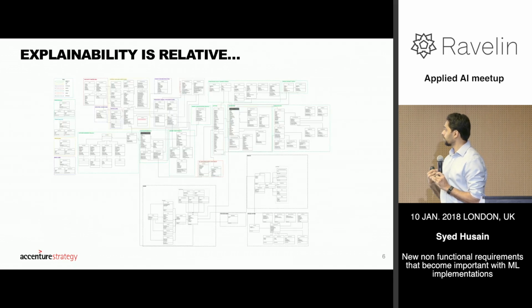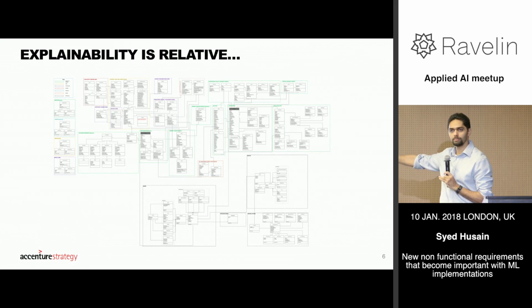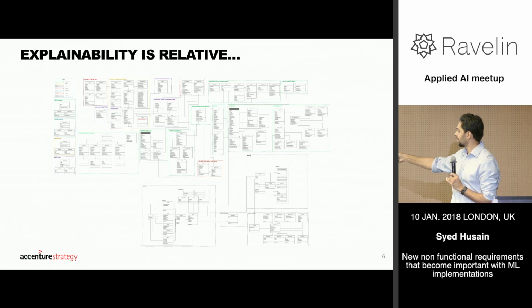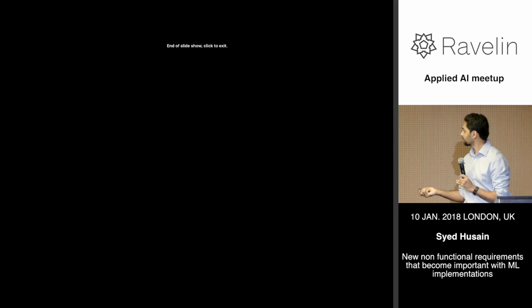And what do I do for a living? Explainability is a relative term, right? So I draw diagrams like this all day long. This explainable, this not explainable. This done by a human, this done by a machine. That's it.